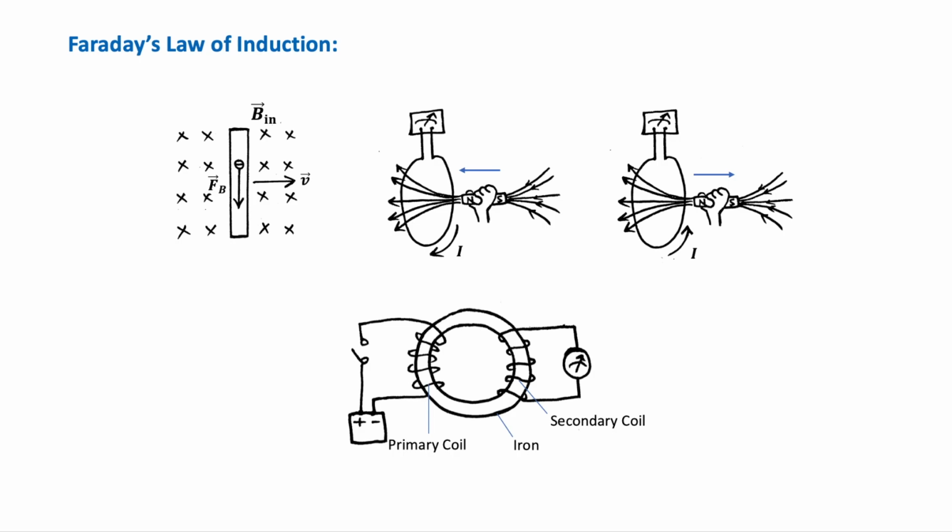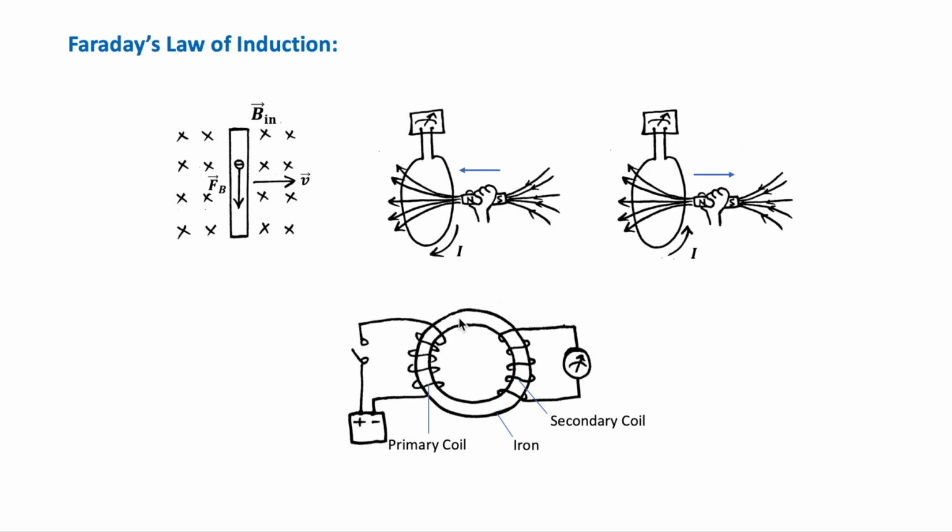And another example is a loop of wire connected to an ammeter, as in this figure, which measures current. So if a magnet moves towards the loop, a current is induced in the loop, which is revealed by the ammeter, okay? And if the magnet is held stationary, the ammeter reading will be 0. And if the magnet is moved away from the loop, a current is induced in the loop, but in the opposite direction to the one when the magnet was moving towards the loop.